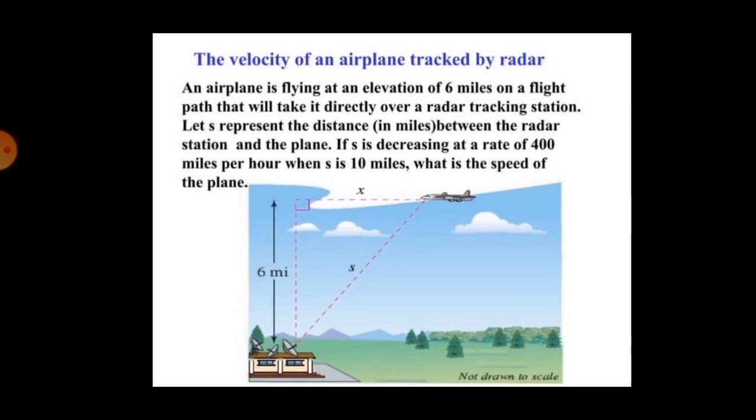The velocity of an airplane tracked by radar. An airplane is flying at an elevation of 6 miles on a flight path that will take it directly over a radar tracking station. Let s represent the distance in miles between the radar station and the plane. If s is decreasing at a rate of 400 miles per hour, when s is 10 miles, what is the speed of the plane?